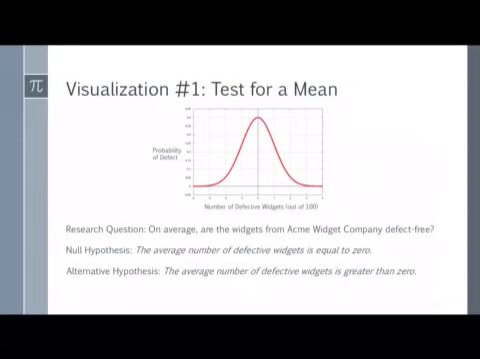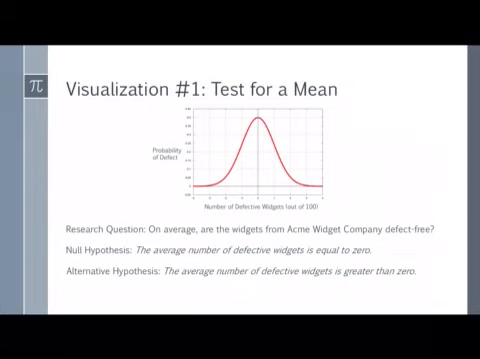Visualization number 1. This is testing for a mean. The y-axis shows the probability of defect, and the x-axis shows how many defects of widgets out of 100.